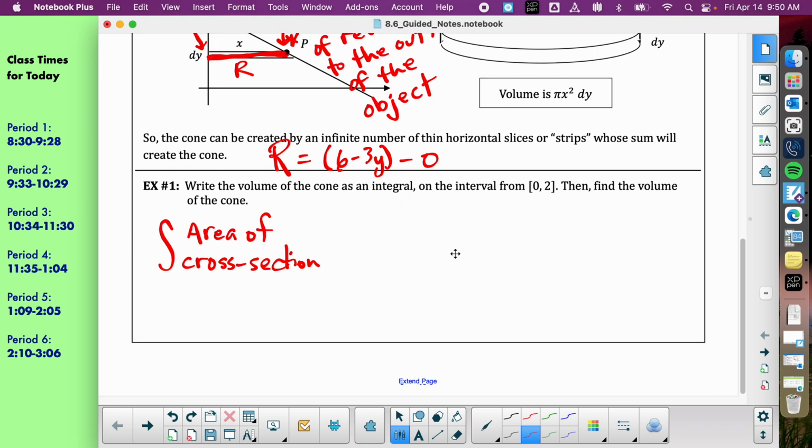That's why they have teachers' assistants. They do the arithmetic. Okay, area of the cross section. Now that we set up some stuff up there, ours is a circle. So a circle is pi r squared. So pi, the radius, is what we just wrote right there: 6 minus 3y, squared, dy.